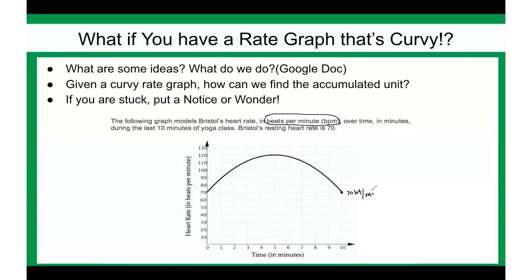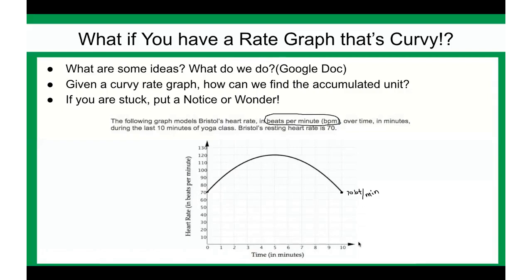So her rate starts off at 70 beats per minute and it ends at 70 beats per minute. But because this person was doing yoga, the heart rate increased, then it lowered and went back down over the course of 10 minutes. So we have an example here of a rate that is changing. And that's why I titled this, what if you have a rate graph that's curvy? What do we do then?